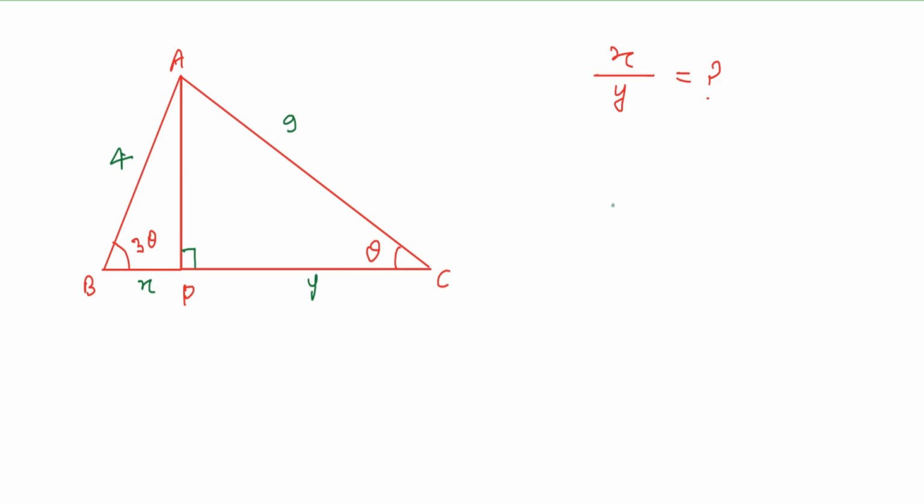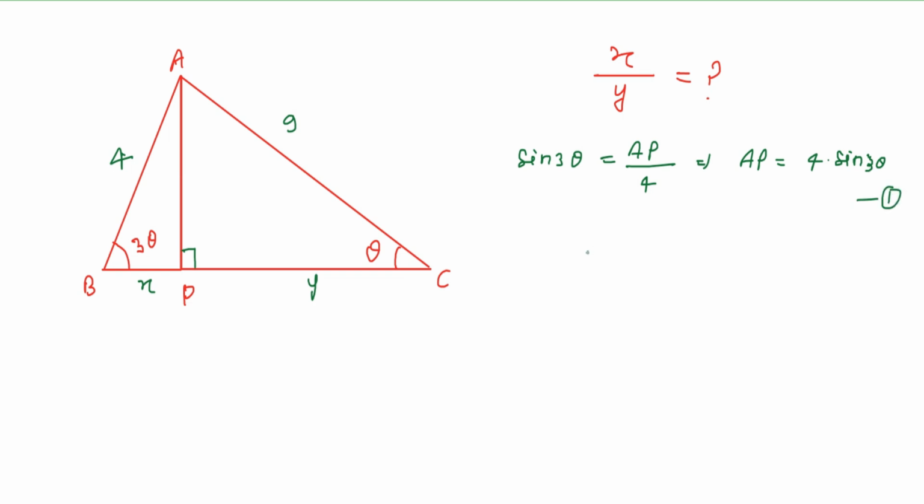So in order to find this ratio, we will be using trigonometry. In fact, in triangle ABP, if we use sine 3 theta, so from here sine 3 theta can be given as perpendicular, that is AP, divided by hypotenuse, that is AB, and its value is 4. So from here AP can be written as AP is equal to 4 times sine 3 theta. Let's call it equation number 1.